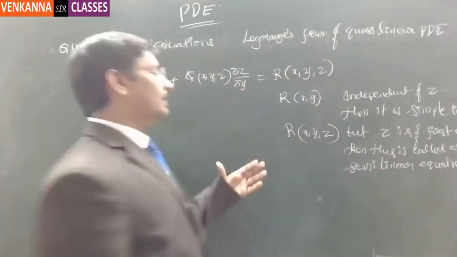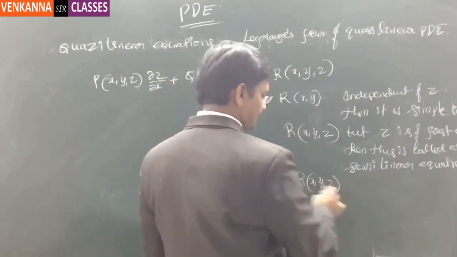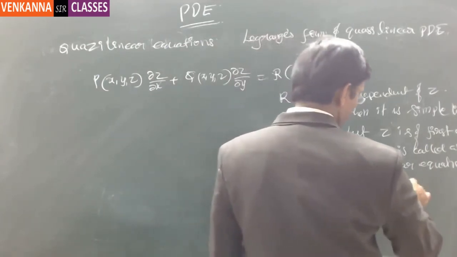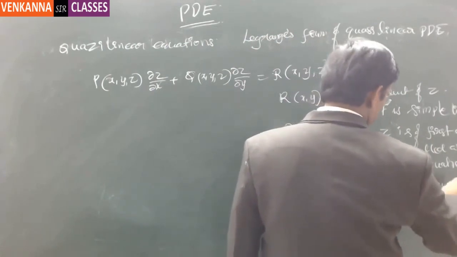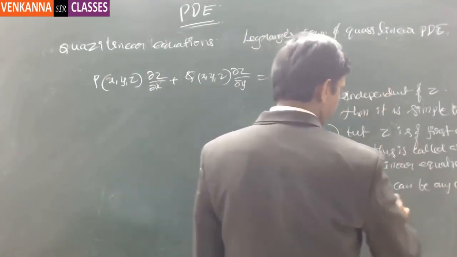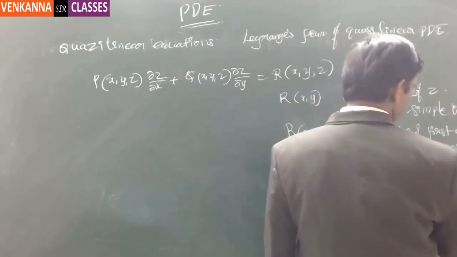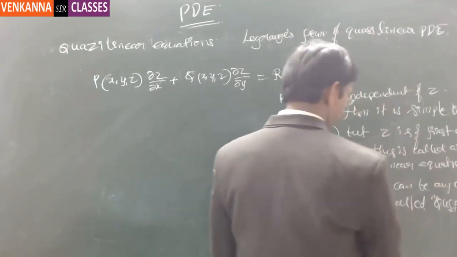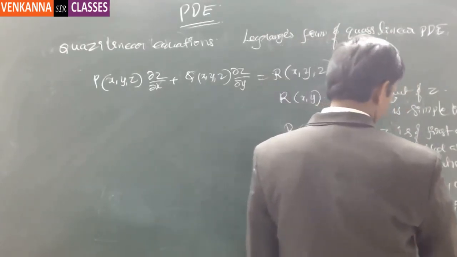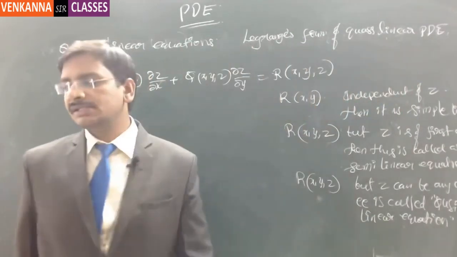But a little more complex than this is R of x comma y comma z, but z can be any power, any degree. This is called quasi-linear. Got it? So this is a quasi-linear equation.